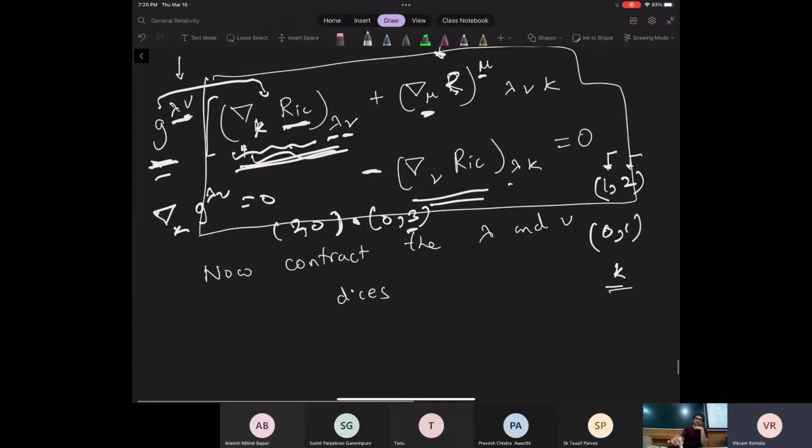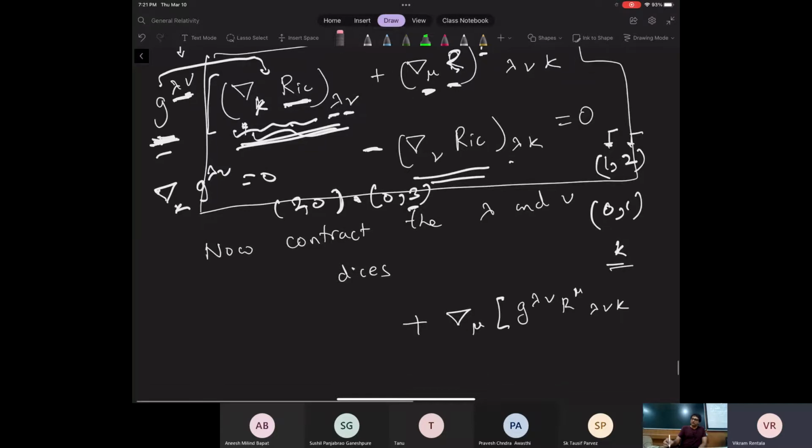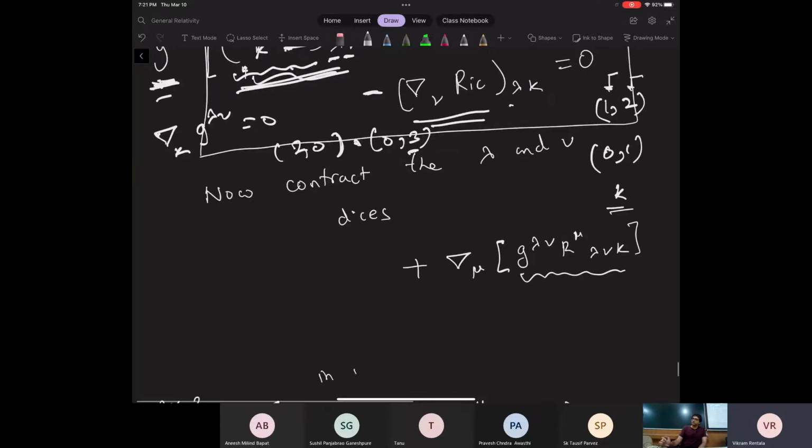The second term is minus del mu, and now again I'll contract this g lambda nu with R before I take the derivative. So when we do that, before we take the derivative, we have g lambda nu R mu lambda nu kappa. Sorry, there's a plus sign. What is this equal to? Let's just worry about the thing that we're taking the derivative of. What is that object?